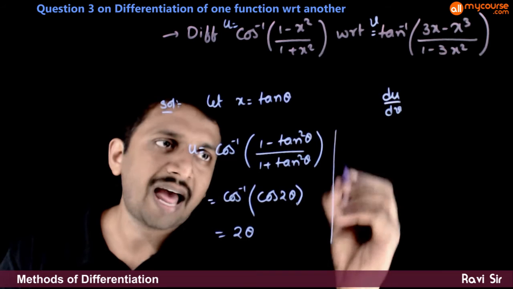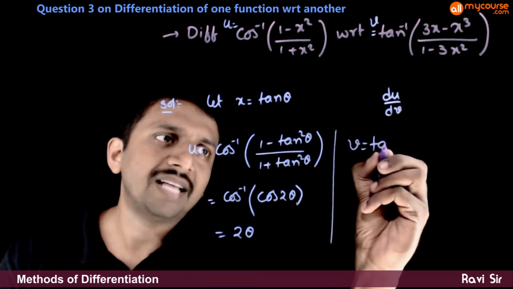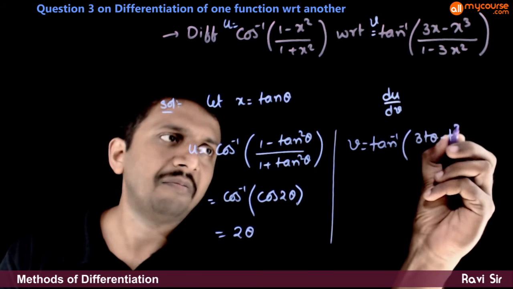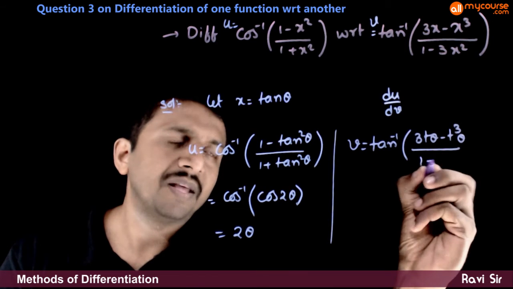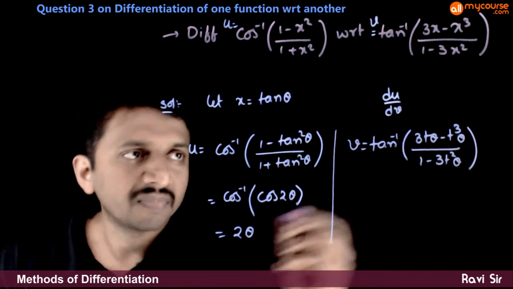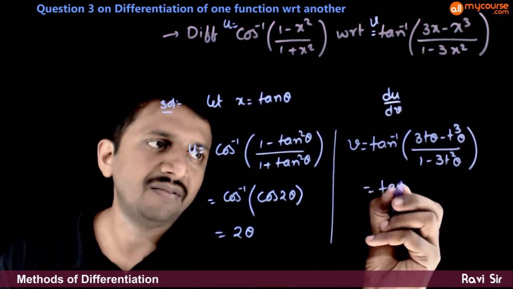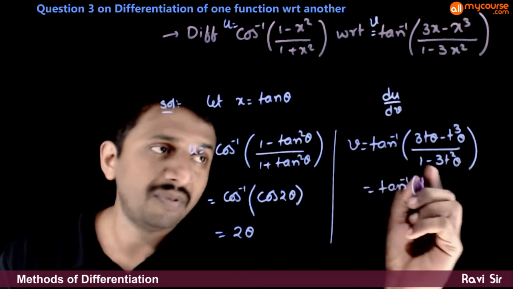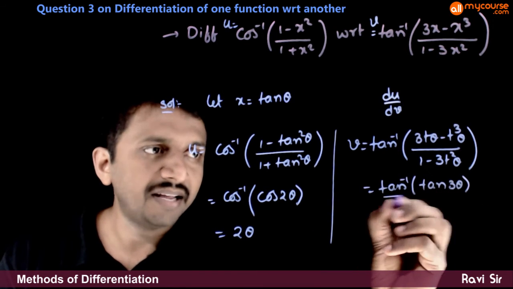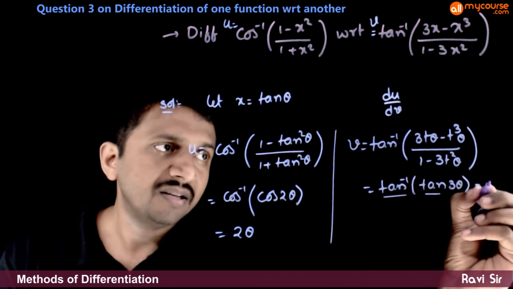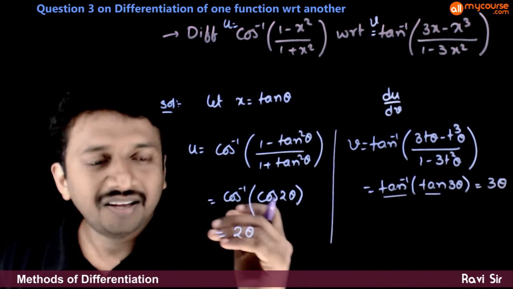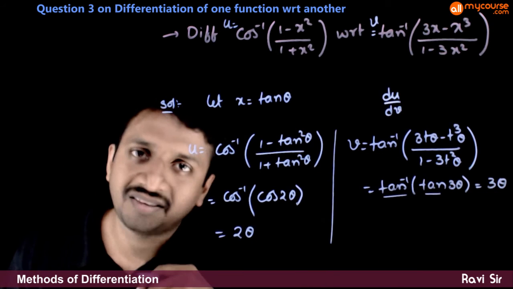Now what happens to v? It is nothing but tan inverse of (3 tan theta minus tan cube theta) by (1 minus 3 tan square theta). That is the formula for tan 3 theta, right? So tan inverse of tan gets cancelled, which gives you 3 theta. So in terms of theta, u is 2 theta, v is 3 theta.